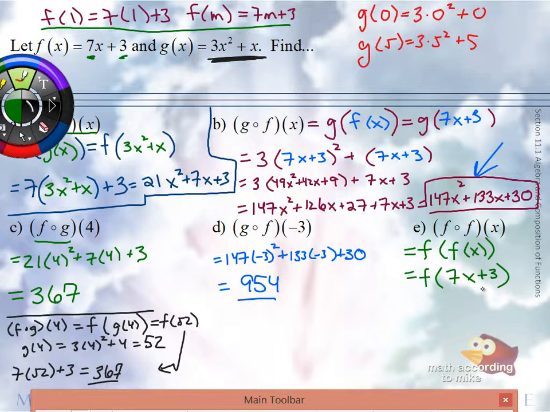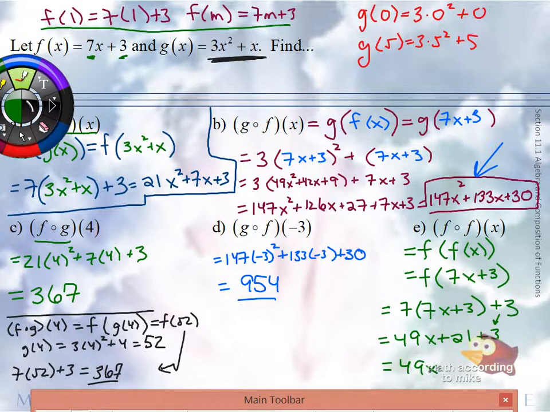So what's it going to do to that 7x plus 3? What are the two steps it's going to do? Multiply by 7, and then what? There you go. So if you distribute that 7 through, and that plus 3 just tags along, combining like terms. Very good.